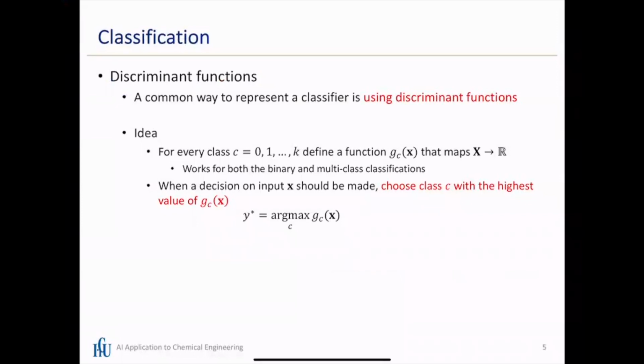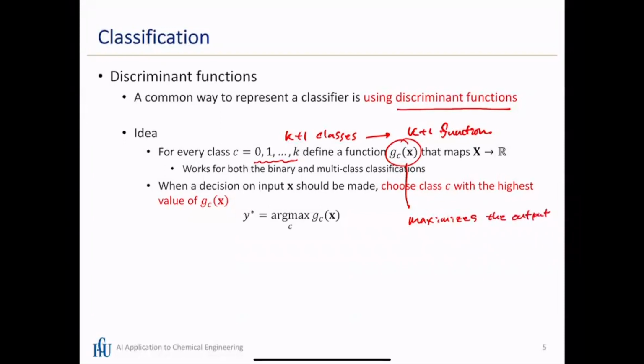Speaking of classification, there is a core part of the decision, which is a discriminant function. A common way to represent a classifier is using a discriminant function. It is making the decision. First of all, we can think of having K plus 1 classes. That means you have K plus 1 functions, each of them representing a class. And this function maximizes the output when it sees a data instance that falls in the same class.